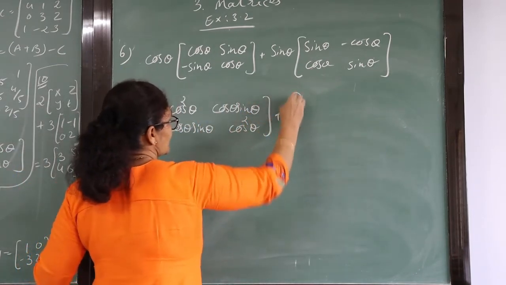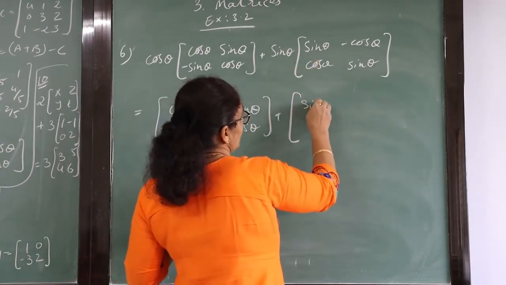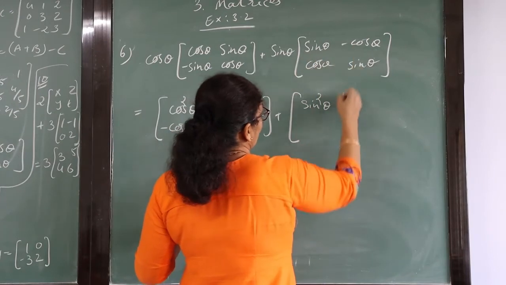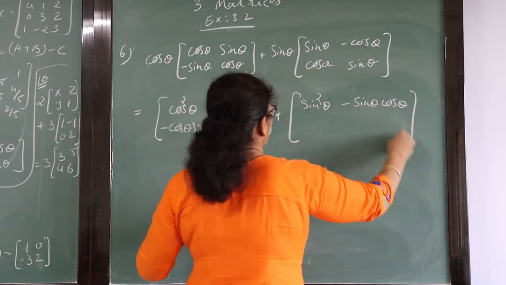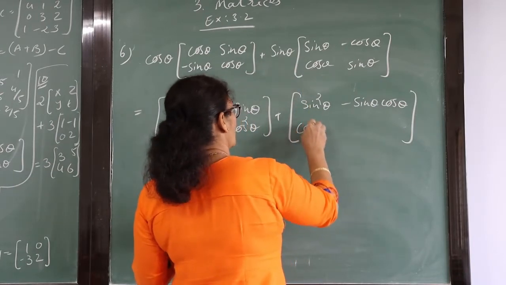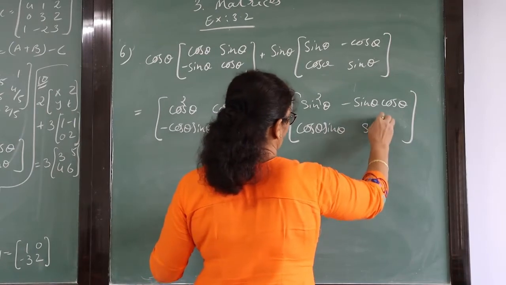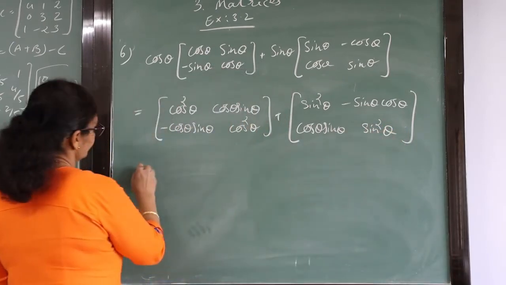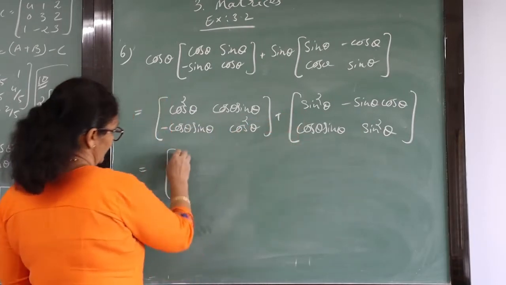Okay, same way let's take sin theta inside the second matrix. So sin into sin, sin square theta. Sin into cos with minus sin, so minus sin theta cos theta. Sin into cos, so cos theta into sin theta. And last sin into sin will be sin square. Now let's add it. Sin square plus cos square.